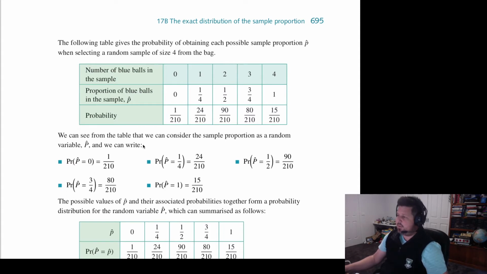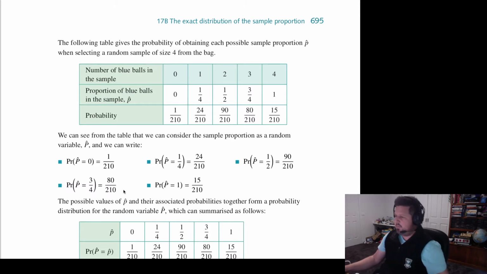It says here we can see from the table that we can consider the sample proportion as a random variable, big P hat, and you can write the following. The probability of big P hat being equal to 0 from the table is 1 out of 210. They've done that for each of these others here. So the probability of P hat equaling a quarter is 24 out of 210, and so forth.